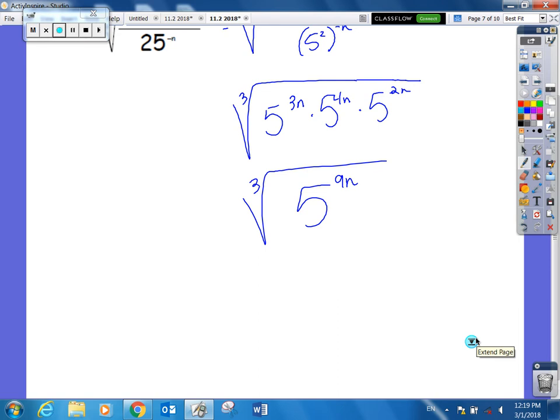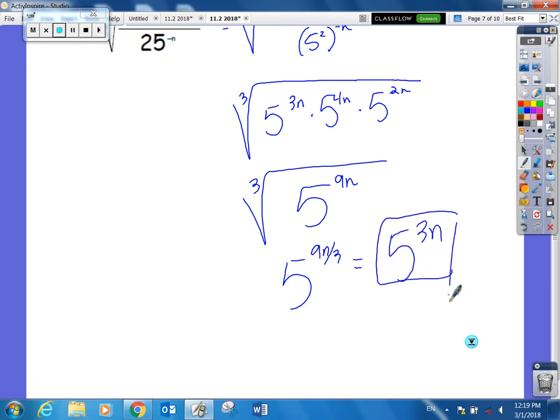Now this started as a square root, so we want to leave it as a square root unless you can simplify it. So 3 does go into 9n, so we could make this 5 to the 9n over 3, which is 5 to the 3n. If this had been 8n, we would have left it where it was, because 3 does not go into 8. We'd be done. If it goes in, you need to simplify. If it doesn't divide in evenly, you can leave it. You don't have to go any further.